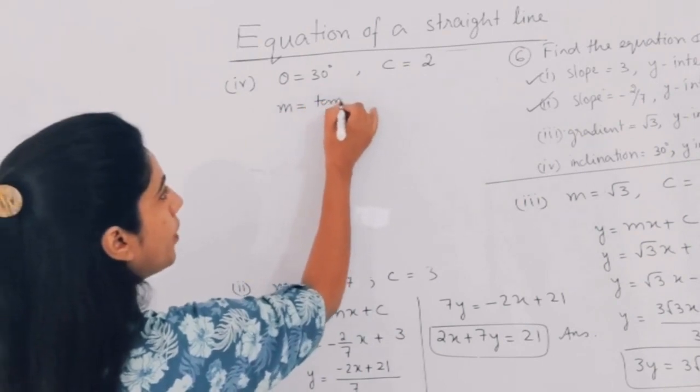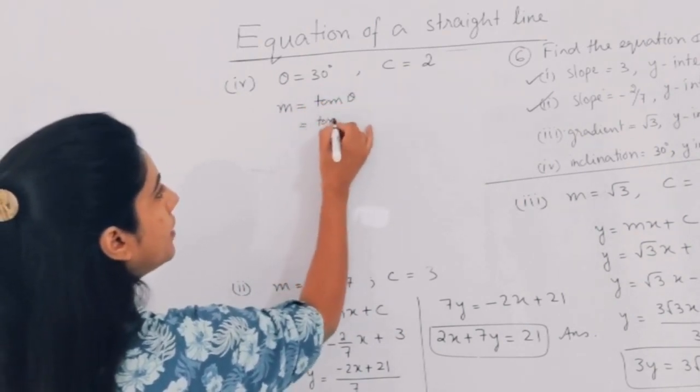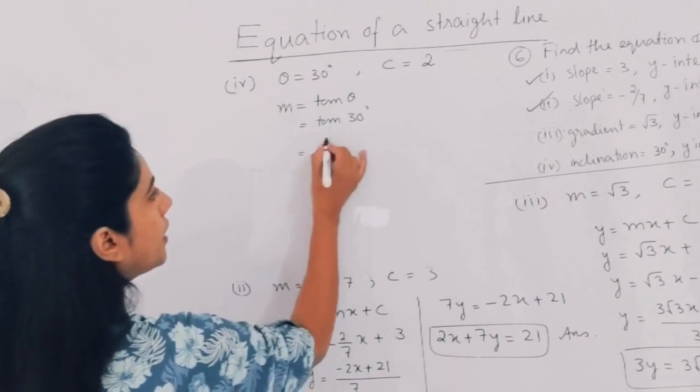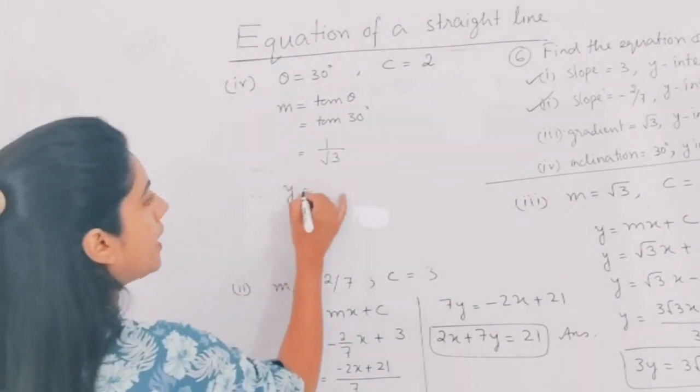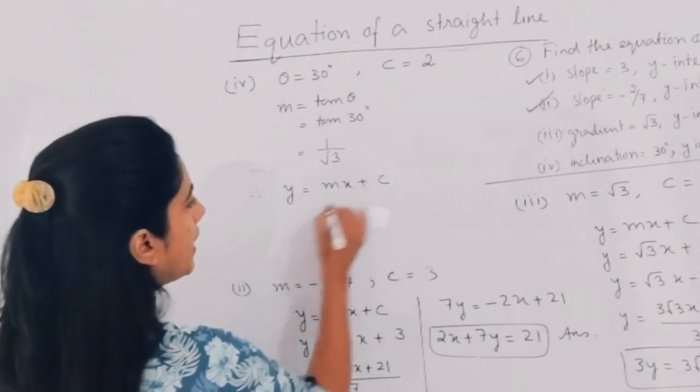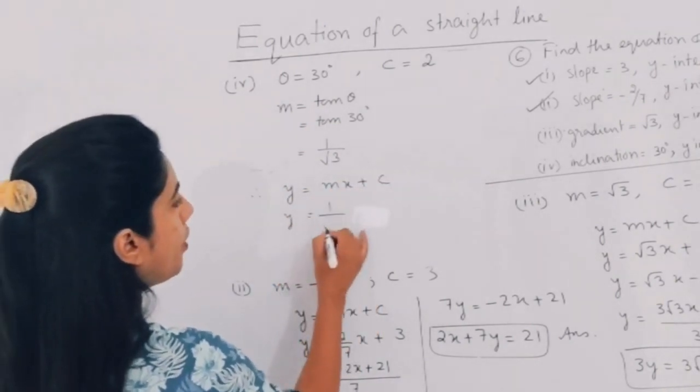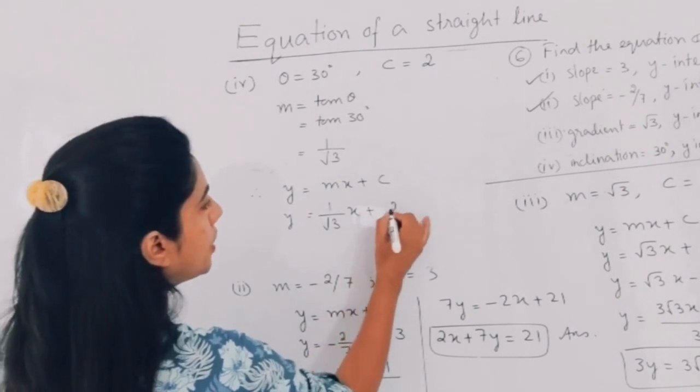Slope is what? M is equal to tan theta. Here tan theta is tan 30 degrees. That is 1 upon root 3. This is the slope. Therefore, equation is what? Y is equal to mx plus c. Your m is 1 upon root 3 into x plus 2.